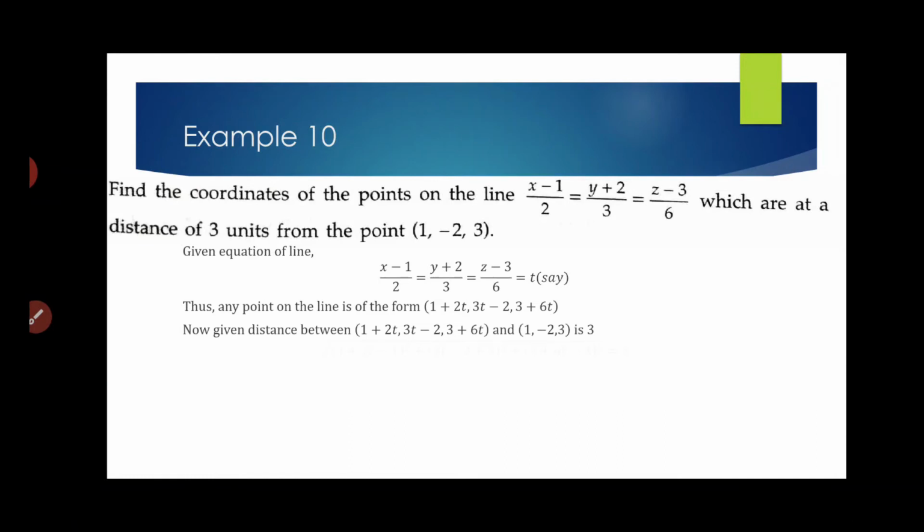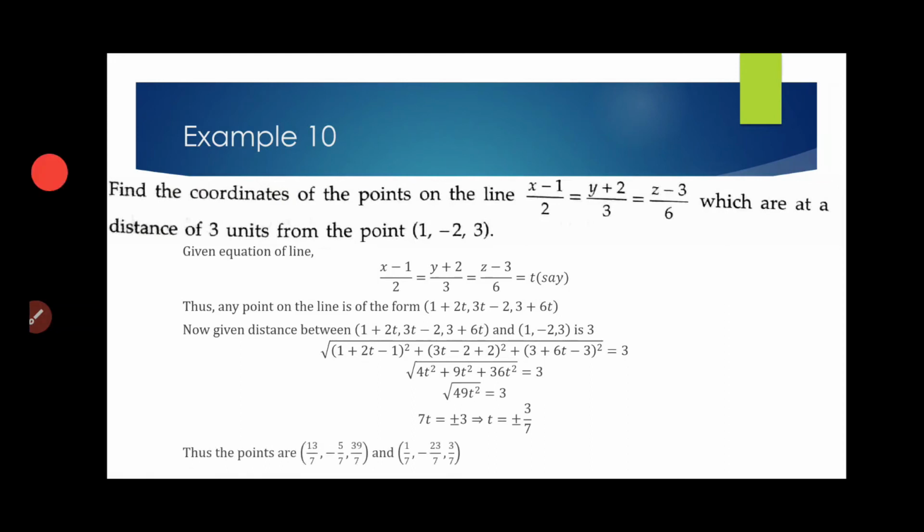Now it is told that the distance between these 2 points is 3. So let us find the distance. Now it is just that we need to solve it. So 4t square plus 9t square plus 36t square, so that is 49t square. That is 7t, and that equals plus minus 3. So t becomes plus minus 3 by 7. Put it back into the coordinates. Therefore, the 2 points are (13 by 7, minus 5 by 7, 39 by 7) and (1 by 7, minus 23 by 7, 3 by 7). Fine.